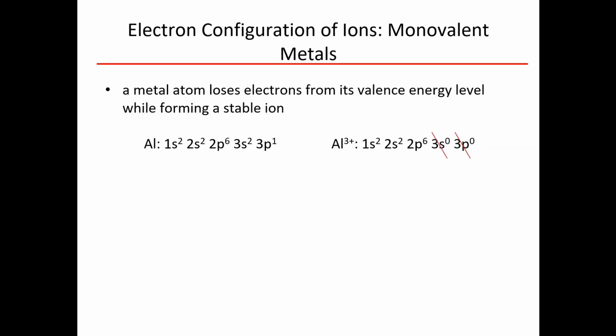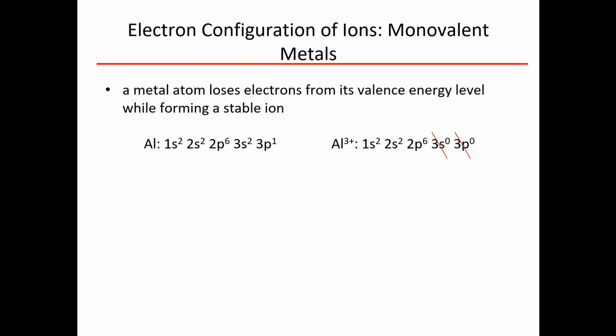Monovalent cations, so these would be my group 1, group 2, and aluminum atoms. What they do is they lose electrons from their valence energy level to become a stable ion. We can see here aluminum on the left, it has 2 electrons in its 3s orbital and 1 in its 3p. We know that when it forms a stable ion, it will lose 3 electrons.